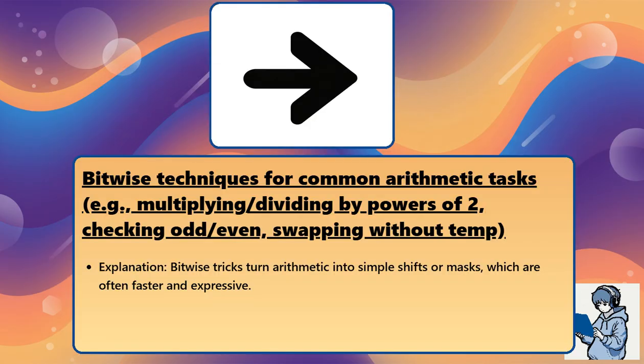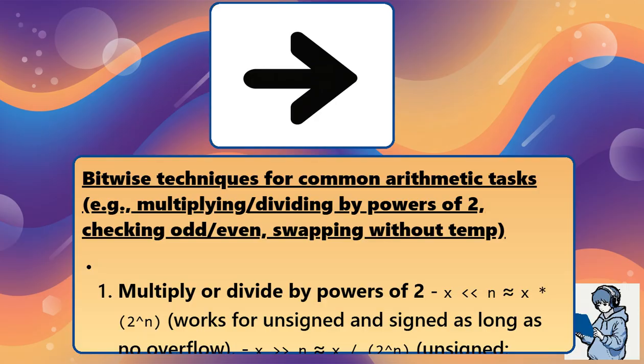Explanation: bitwise tricks turn arithmetic into simple shifts or masks, which are often faster and expressive. Multiply or divide by powers of 2. x left shift n is approximately x times 2 to the n, works for unsigned and signed as long as there is no overflow. x right shift n is approximately x divided by 2 to the n; unsigned is a logical shift, signed is an arithmetic shift that keeps the sign.